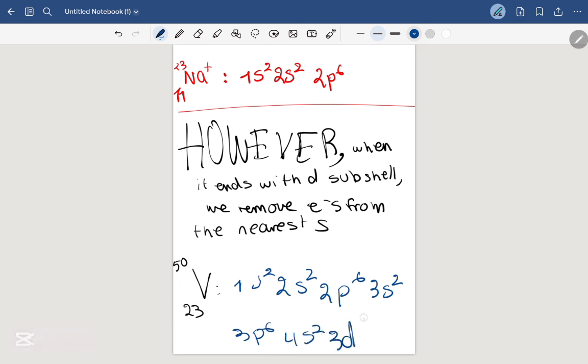But now we want vanadium 2 plus. What did we say? We said when it ends with a d subshell, we have to go to the nearest s, and we will remove the electrons from it. So you will remove the electrons from this. So now its configuration is what? 1s2, 2s2, 2p6, 3s2, 3p6, and 3d3.